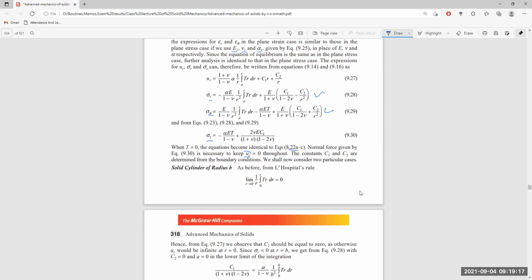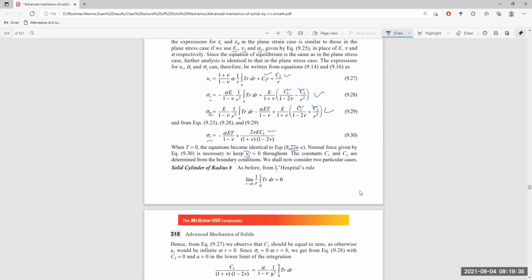The constants C1 and C2 are determined from the boundary conditions, which are now considered for these two particular cases. So everywhere we have to find out what C1 is and what C2 is, so we have to clear these first in order to use this equation.